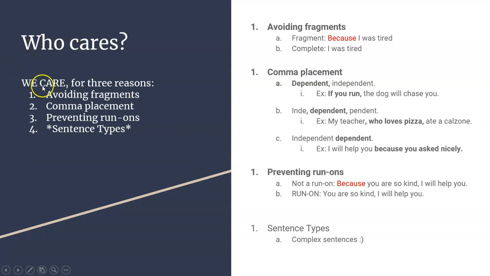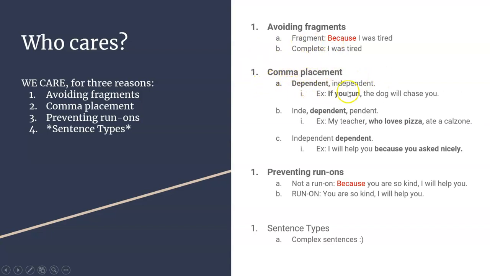Okay, so why do we need to care about this? This is boring. Why does it matter? Well, 3 big reasons, all equally important. This is going to help us to avoid fragments when we know the difference between independent and dependent clauses. So because I was tired has one of those WUBIS words, that makes it a dependent clause, and it also makes it a sentence fragment. If I just say I was tired, that's okay. I've got a complete sentence there. So you need to know dependent clauses to recognize when you have a fragment.